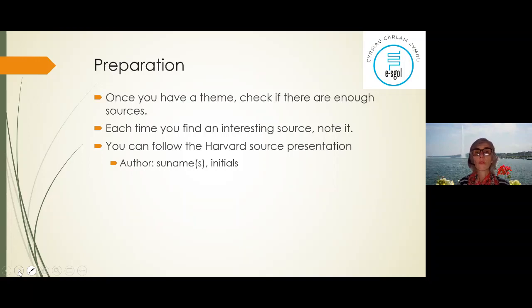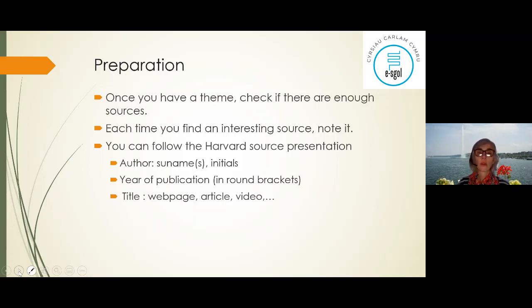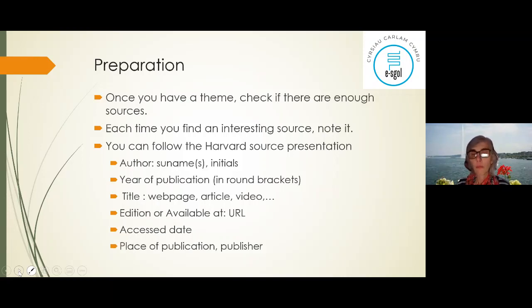So you write your author, surnames and initial if it's a person, year of publication in round brackets, then the title. So either if it's a book or if it's a magazine, the title of the article. Same if it's online, title of the web page, if there is the title of the video, etc. And then you write either the edition if it's a book, or available at, and you link. And then the access date if it's a website. If it's a book, write the place of publication and the publisher.